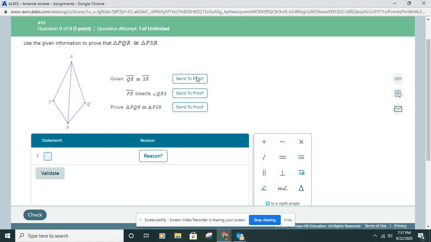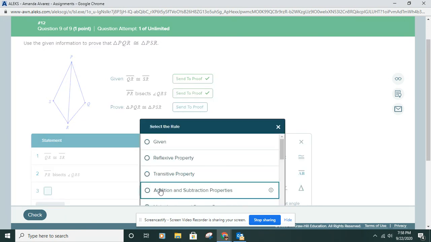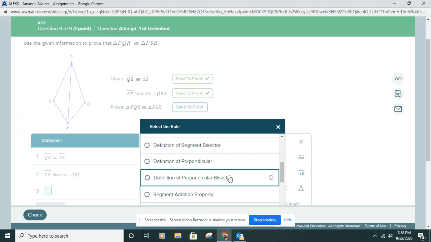So send to proof, it's QR and SR are congruent. So it's that side and that side. Okay, next I'll send that to proof, that's fine. PR, segment PR bisects angle QRS. So PR is bisecting this angle QRS. So we have two congruent angles right there. So I already know the reason is going to be definition of angle bisector, because it was an angle that was bisected.